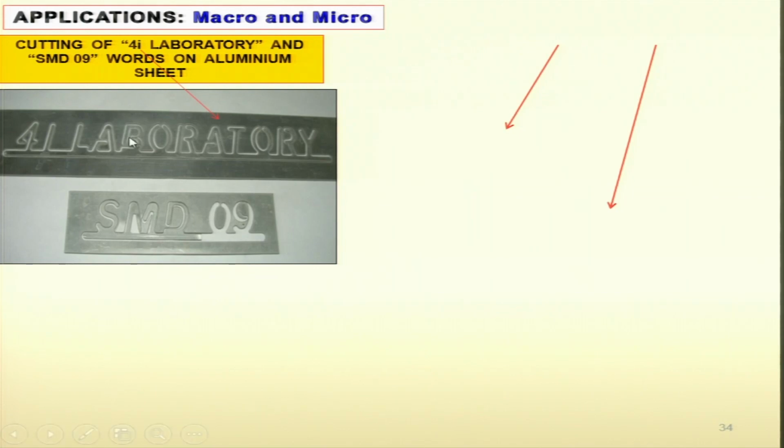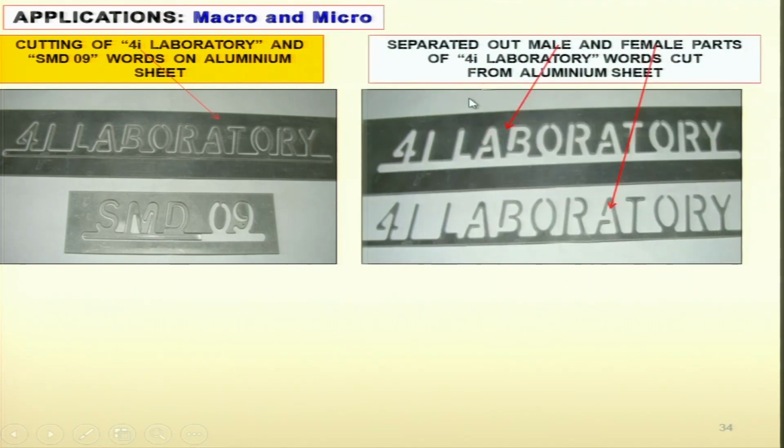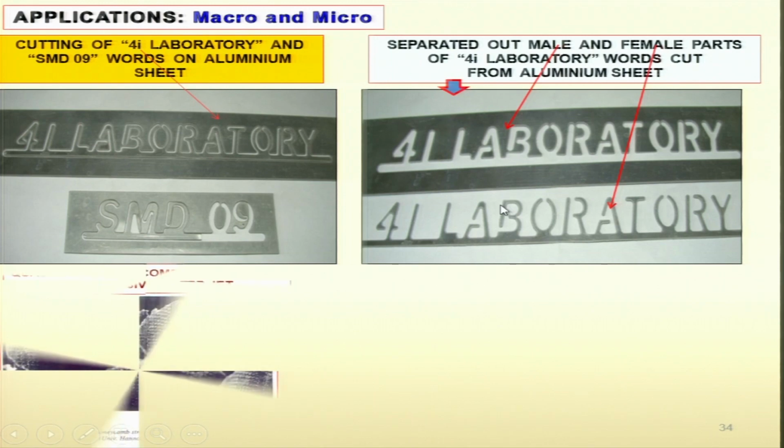Applications. Now you can see here cutting of 4i Lab and SMD09 words on aluminum sheets. This is the actual piece taken out, and this was done at IIT Kanpur. And you can see here separated out male and female parts, 4i Lab and words cut from aluminum sheets. This is the female and this is the male part.